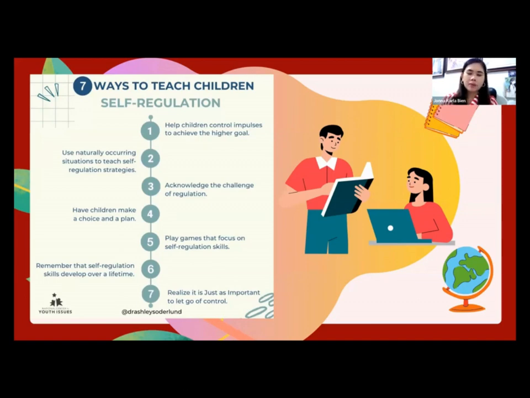Sobrang dami ng trabaho. You have to know how to manage it accordingly. We say, okay, manage your time. But how are you going to do that? Then you have to develop the strategy among yourselves in order to do things. Right? Then acknowledge the challenge of regulation, because regulating ourselves is challenging. At some points, they are not easy.